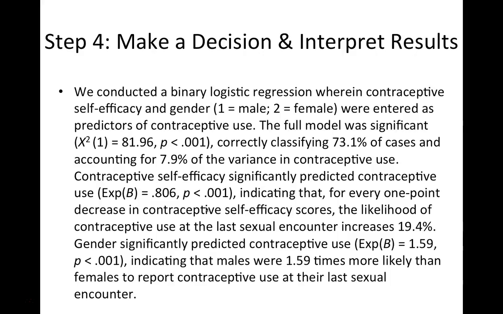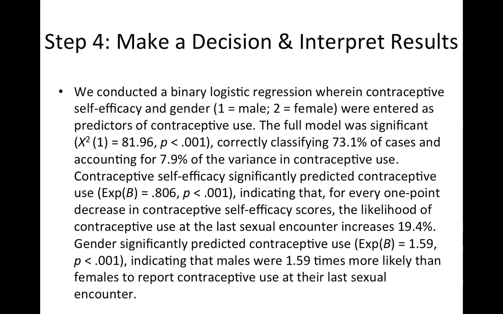And then, as we talked about before, gender significantly predicted contraceptive use, indicating that males were 1.5 times more likely than females to report contraceptive use at their last sexual encounter. We can change this into a percentage if we want to. If we do 1.59 times 100, minus 100, that gives us 59, so 59% more likely than females to report contraceptive use at their last sexual encounter. We can also just subtract that from 1 and get the value of that. So this is how we interpret the full model and each of those individual coefficients.